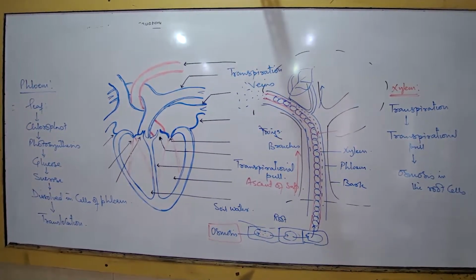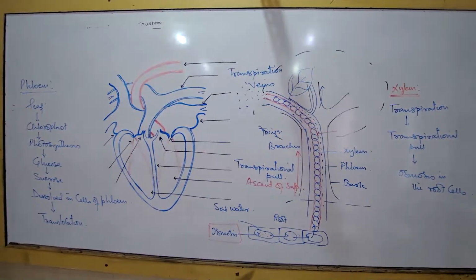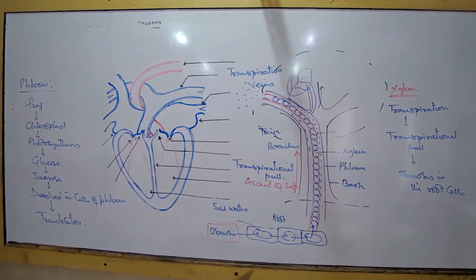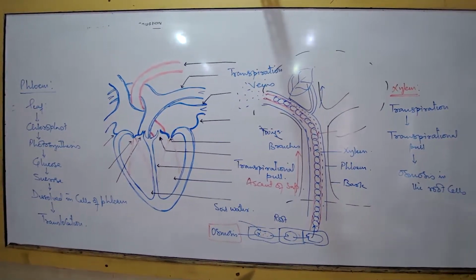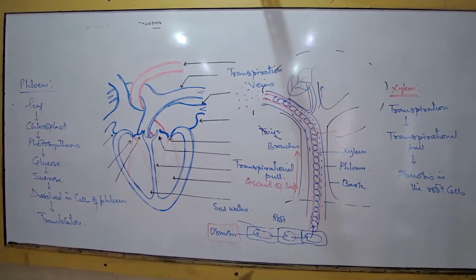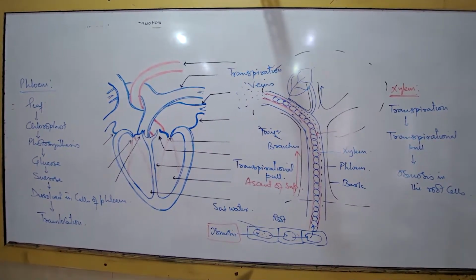The rate of transpiration generates a pulling force in the xylem tubes known as transpirational pull. Full stop. Next point.